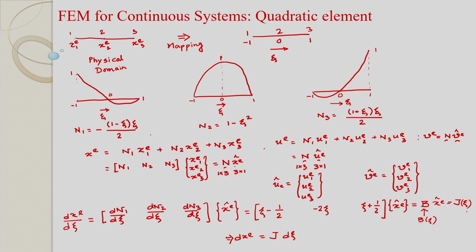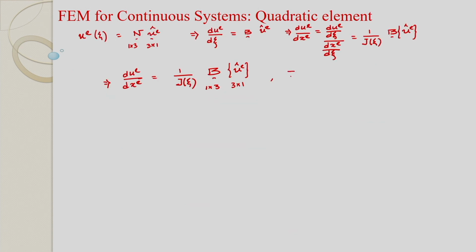If you expand this Jacobian, you will see this is nothing but (xi minus half) x e1, minus 2 xi x e2, plus (xi plus half) x e3. d v e d x e can be written in a similar way as 1 by J B v e hat.